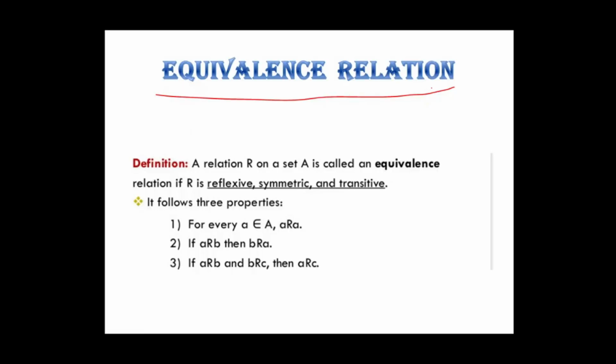Next is equivalence relation. Any relation R is said to be an equivalence relation if R is reflexive, symmetric and transitive. So for each and every A belonging to set A, A should be related with A. For symmetric, you know that if A is related with B, then B should also be related with A. For transitive, you know if A is related with B and B is related with C, then A should be related with C in the relation.